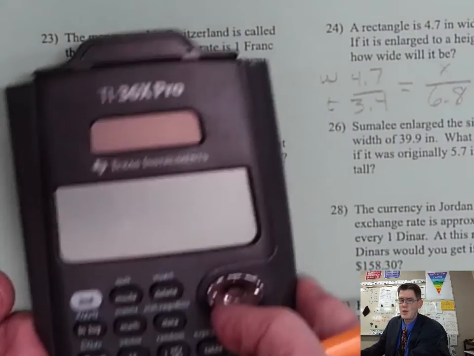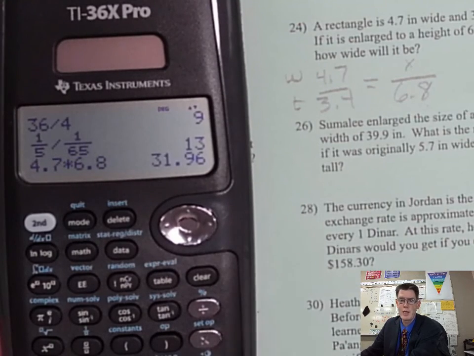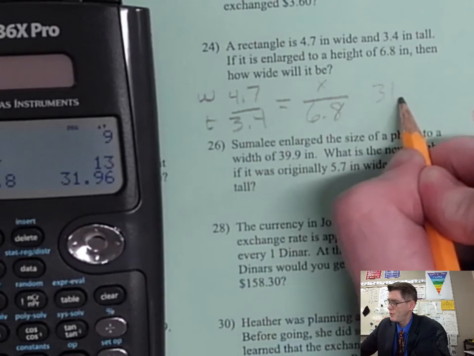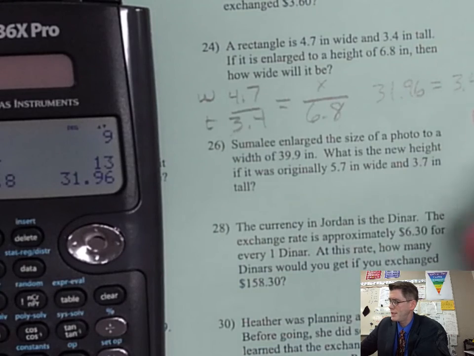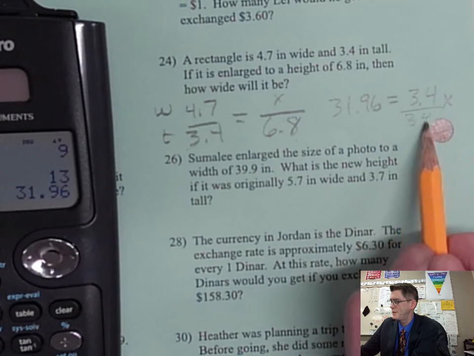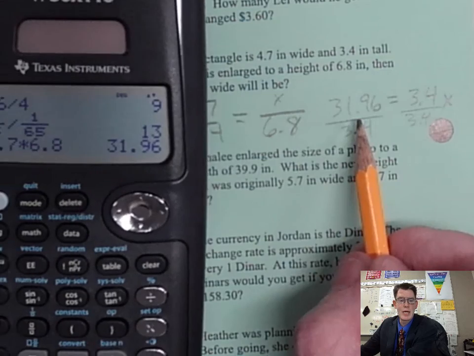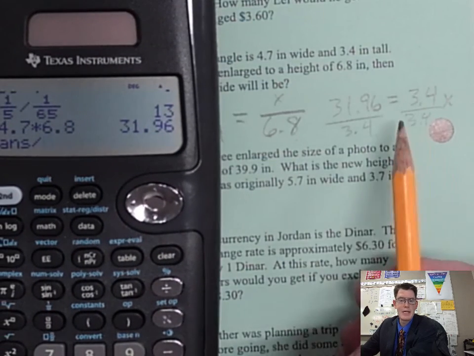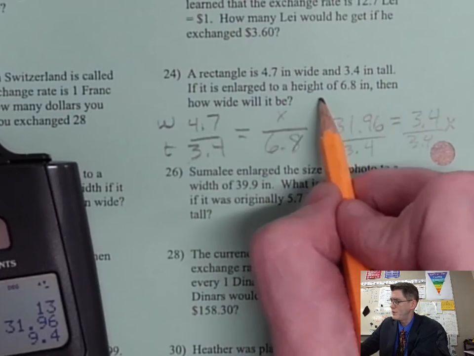Well, just to show you another way, I'll do the cross multiplication way this time. So 4.7 times 6.8 is 31.96. So we know that 31.96 equals 3.4x. Then to get the x by itself, divide by 3.4. And 31.96 divided by 3.4 is 9.4. So on this one, x is 9.4.